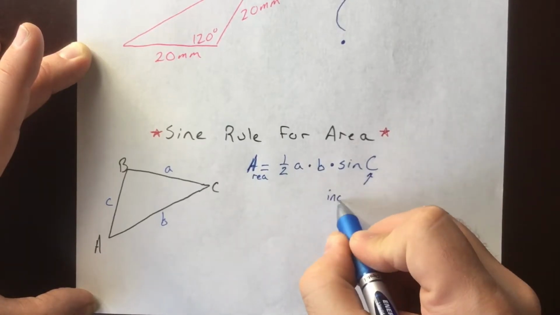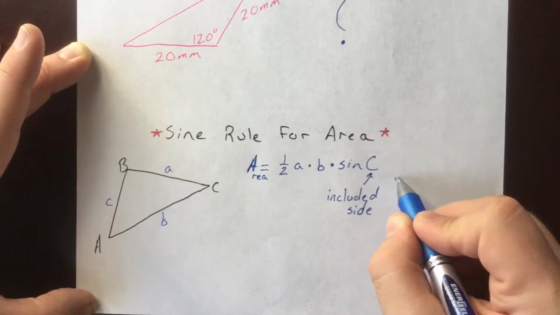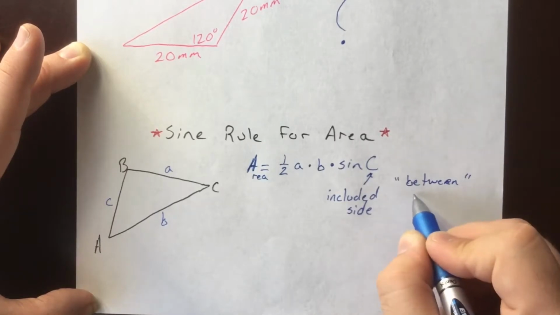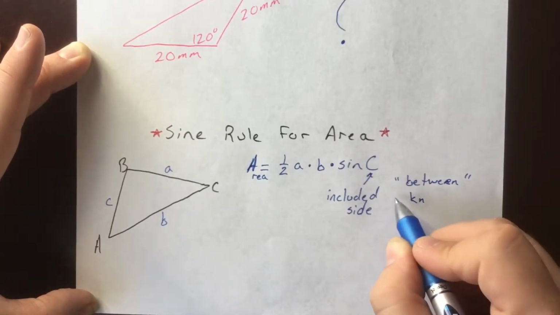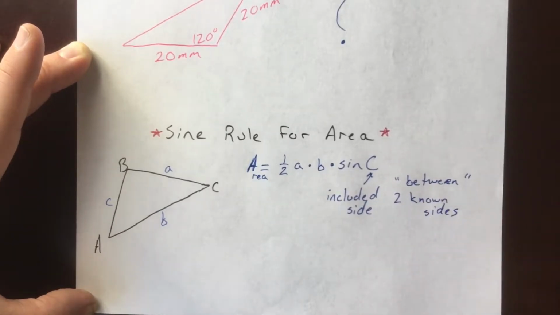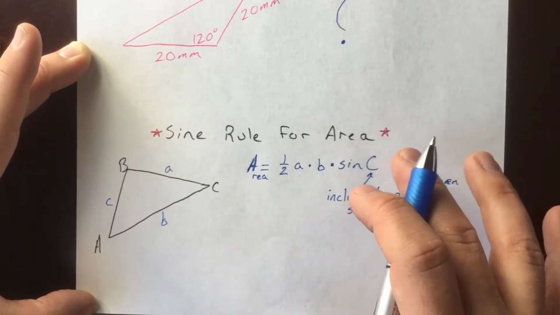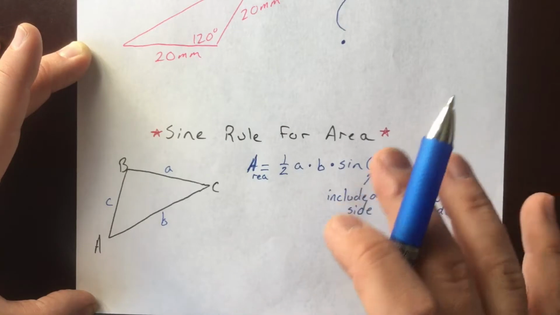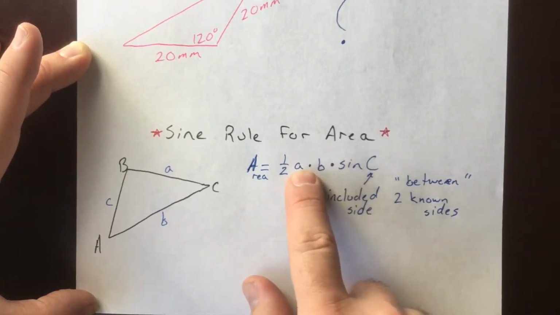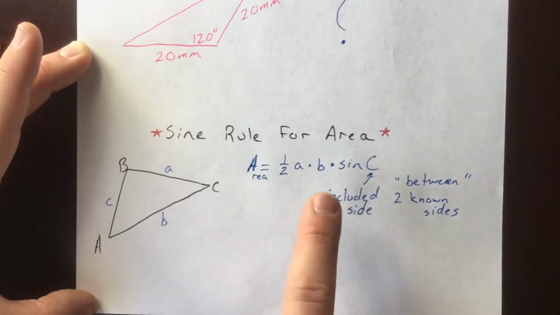So 1/2 times A times B times the sine of the angle between them. So this must be the included angle, or let me put it this way, it must be between two known sides. Okay, so that's it. For any triangle, to find the area of it when it's not a right triangle, I take 1/2 times 2 lengths, and I multiply that value by the sine of the angle between the two lengths. Okay, this is the sine rule.